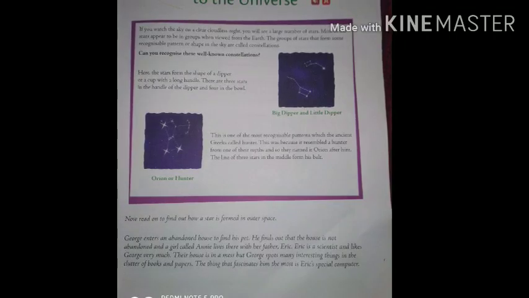George enters an abandoned house to find his pet. He finds out that the house is not abandoned and a girl called Annie lives there with her father, Eric. Eric is a scientist and likes George very much. Their house is in a mess, but George spots many interesting things in the clutter of books and papers. The thing that fascinates him the most is Eric's special computer.